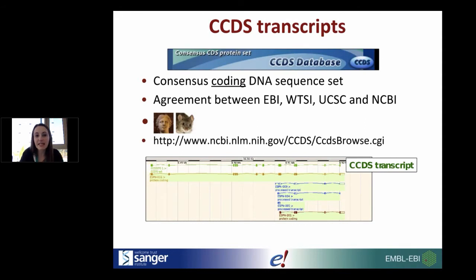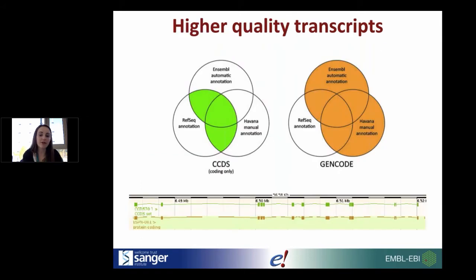Another place where you'll find high confidence and quality is CCDS. So CCDS stands for Consensus Coding DNA Sequence Set, and it's an agreement between not just Ensembl and Havana, but also UCSC and NCBI. So where our coding sequences, ignoring the UTRs, match up with the RefSeq coding sequence, that coding sequence is assigned a CCDS. Because these don't have UTRs, we keep them separate from the main transcript set. We will identify when a transcript has a CCDS, but we don't plot them separately onto the genome. And this is available for both human and mouse. So for the higher quality transcripts, the things to look out for are the CCDS and the GenCode. Here are some Venn diagrams summing up how these things overlap, because I know people get quite confused about them.